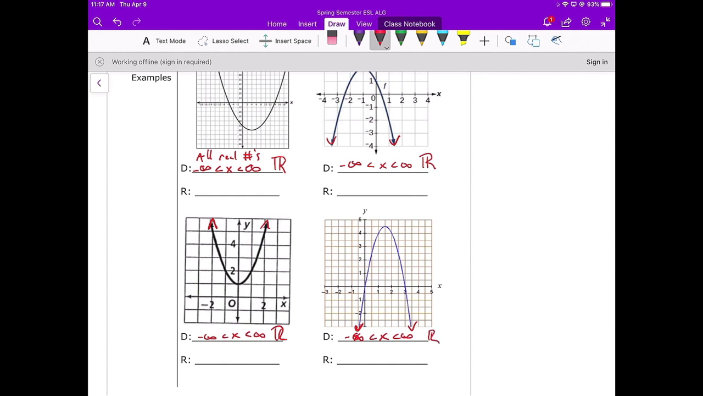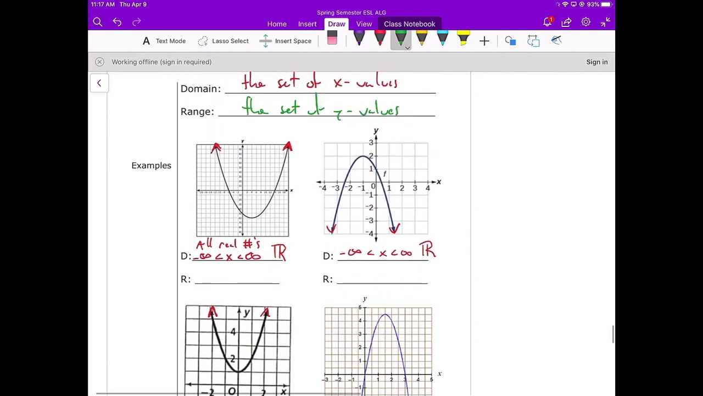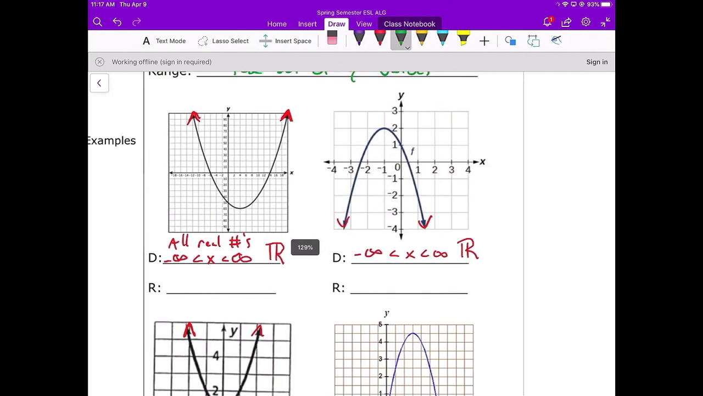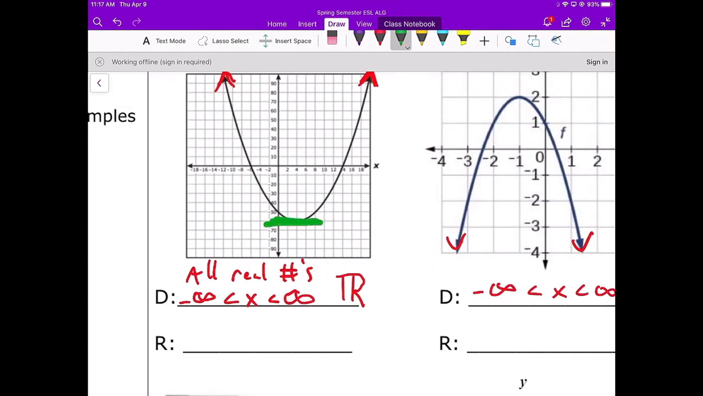The y is the range is the one that you have to really look at the graph. Okay, so the set of y values in this example is, notice that the graph does not go below, I'm going to zoom way in, it never goes below this point, which is at negative 60. Let me erase that so you can see it. It never goes below negative 60.